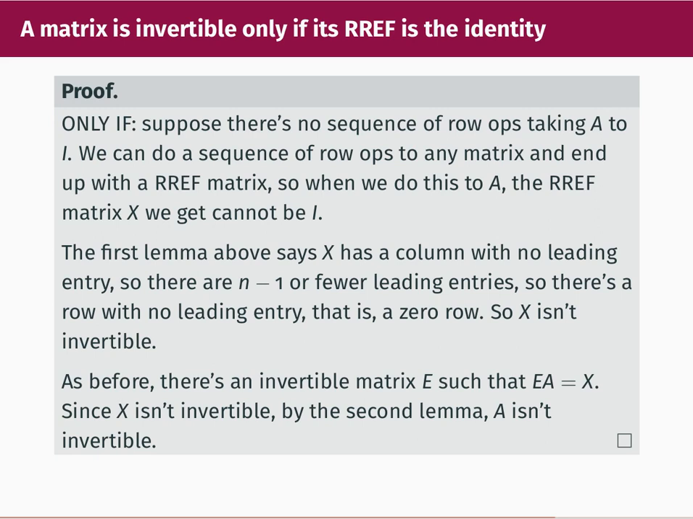But using precisely the same argument as before, there is an invertible matrix E such that E times A is equal to X. E is the product of the elementary matrices associated to the row operations which took A to X. Since X is not invertible, by the second lemma we proved A is also not invertible. So we've now shown that if there's no sequence of row operations taking A to the identity, then A is not invertible. That completes our proof of the other direction of our theorem.